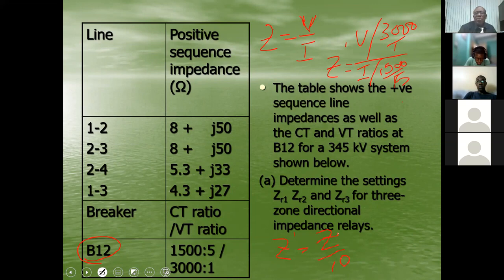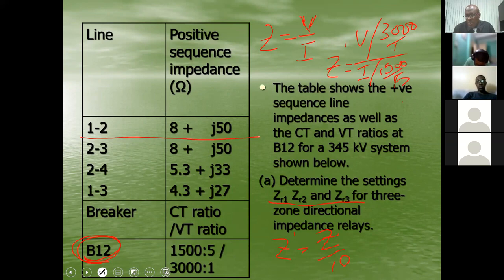So the question was for us to determine the zone settings for the relay. All right? So the first thing we need to do is to determine which of the impedances we are going to use. The protection is for B12. So it means that we are looking at line 1, 2. So that's the impedance.